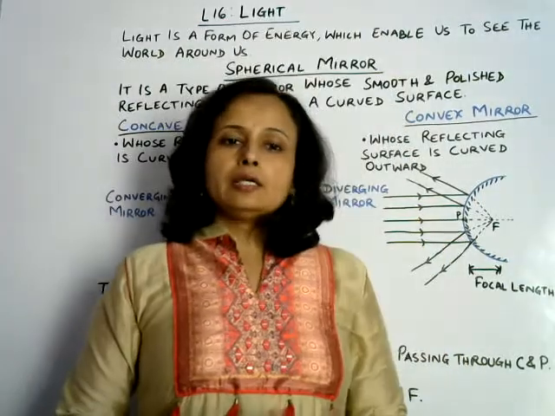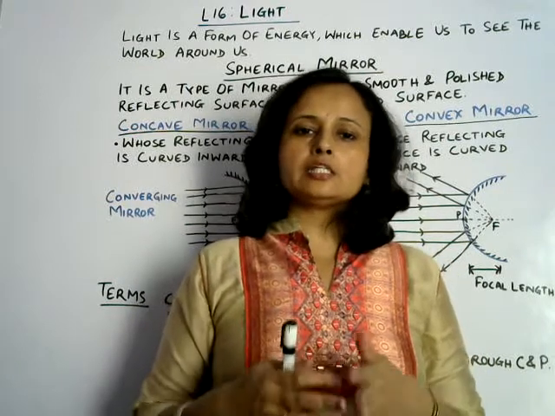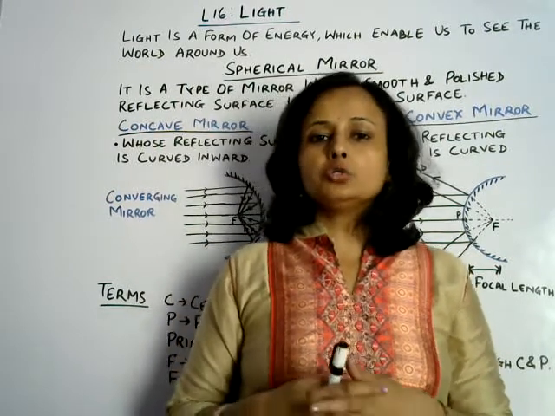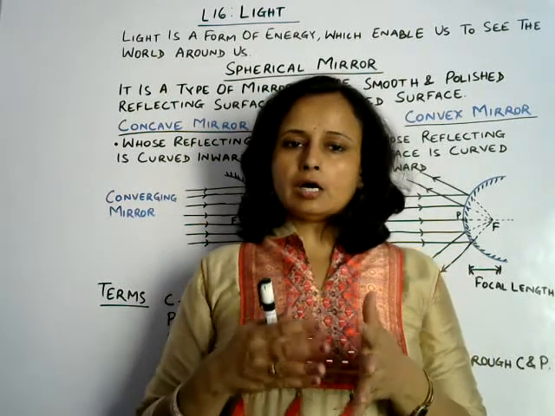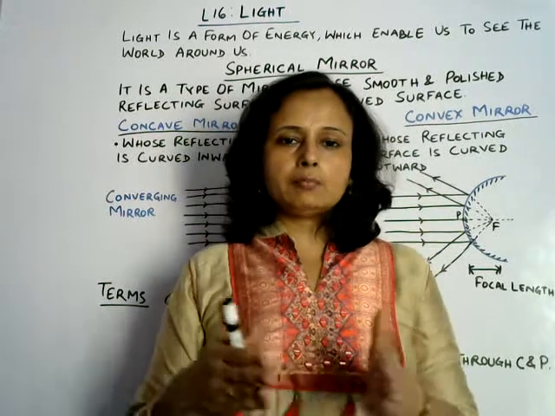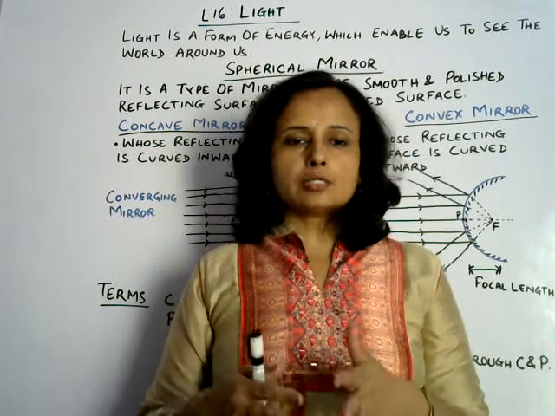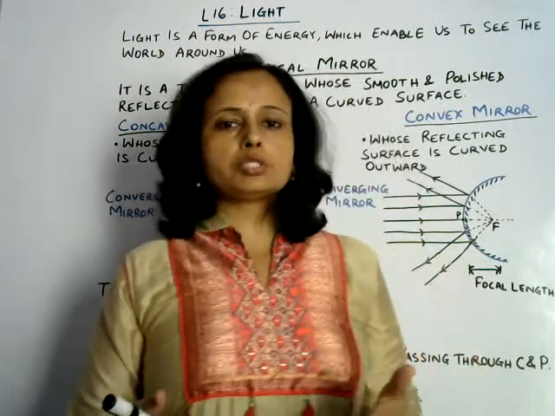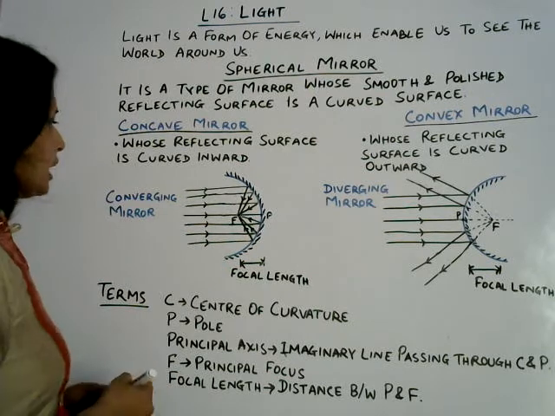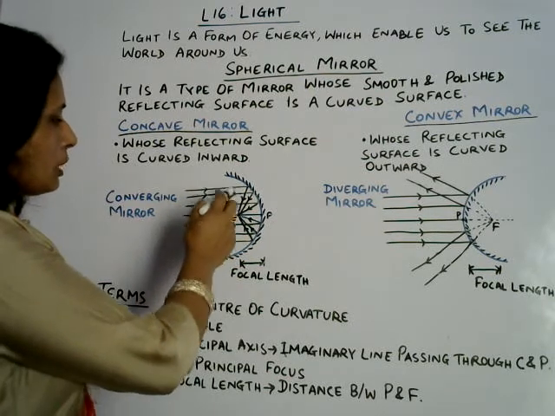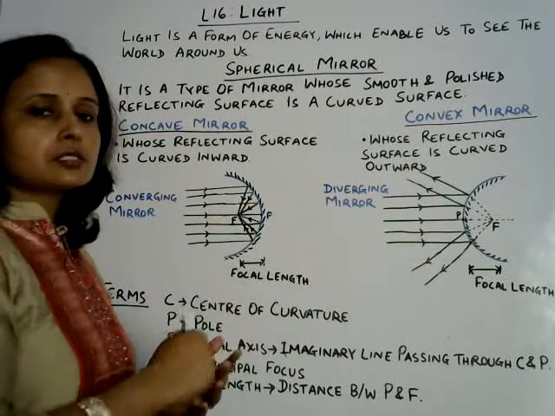Even in a spoon you can see your image as well. The image is also formed in a spoon. When we understand better how image is formed in a concave mirror and convex mirror, then I will tell you to use a spoon to do the activity to see how the image is formed in a concave mirror or convex mirror. Before that, let us know about the different terms related with such kind of mirror.